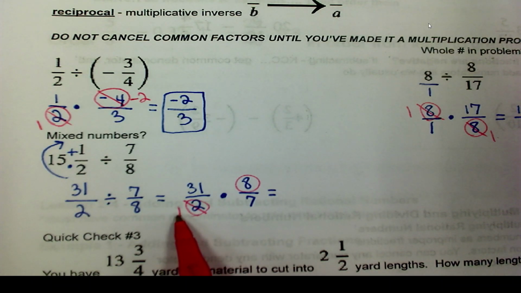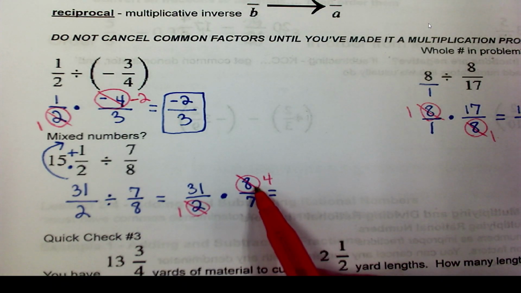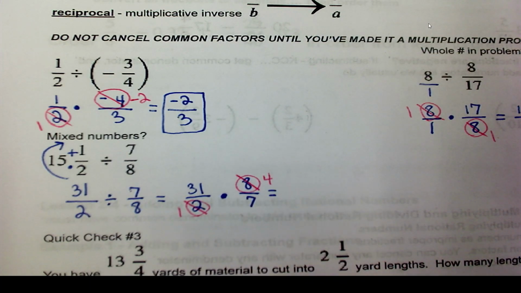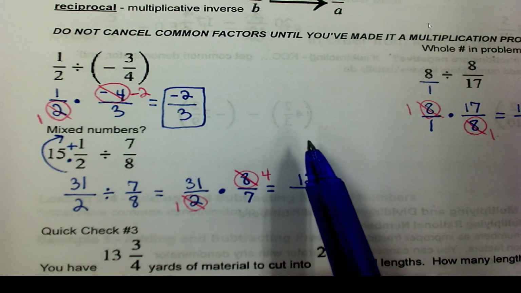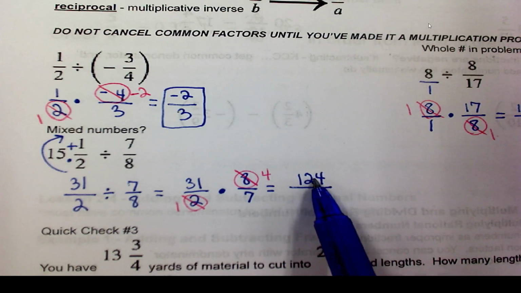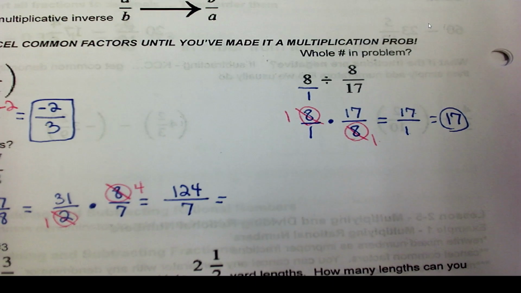So 2 divided by 2 is 1. 8 divided by 2 is 4. That's a little bit better, right? Yes, you might have to go off to the side of your paper and write 31 times 4 to figure out that it's 124, but hey, it's doable, and 1 times 7 is 7.